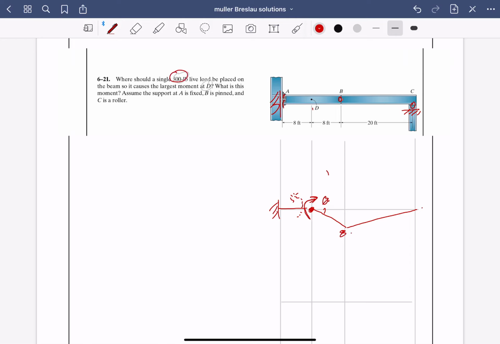And if it's 500, really the moment max is equal to 8 times 500, so that's 4,000 pounds. Final answer, pound feet. There you go.